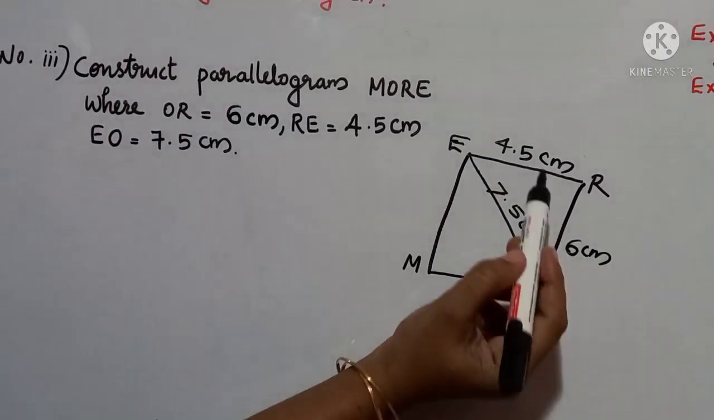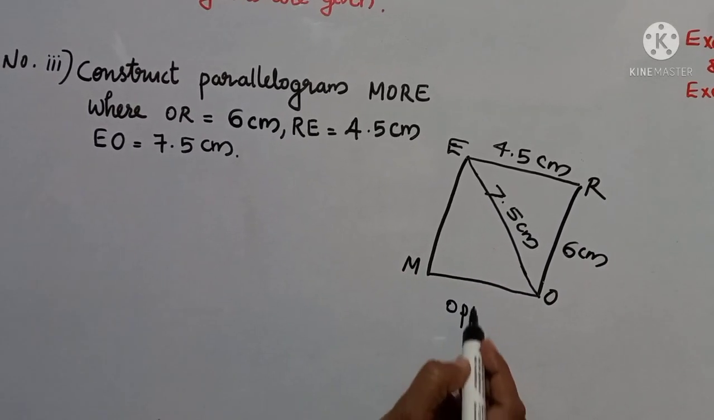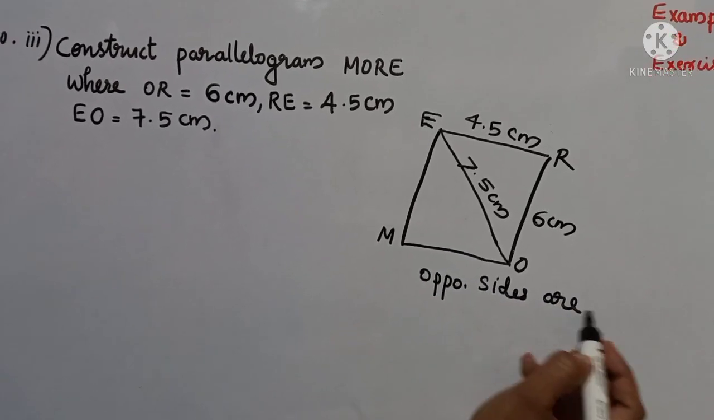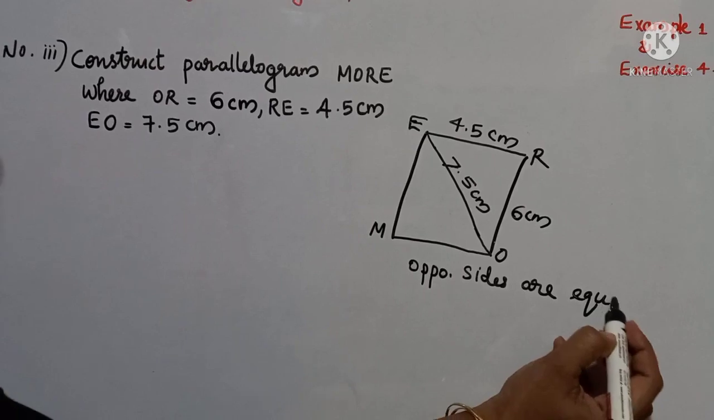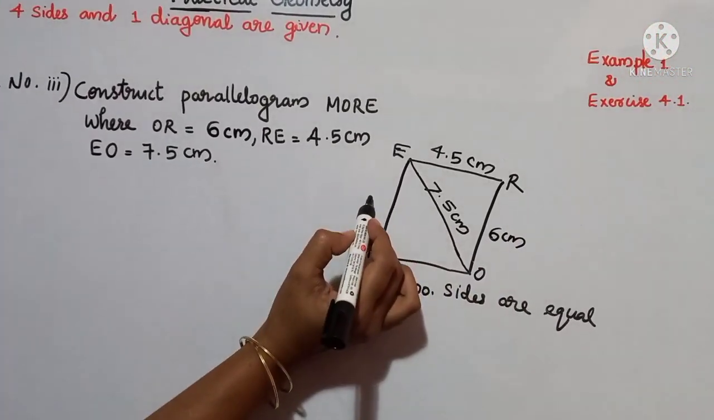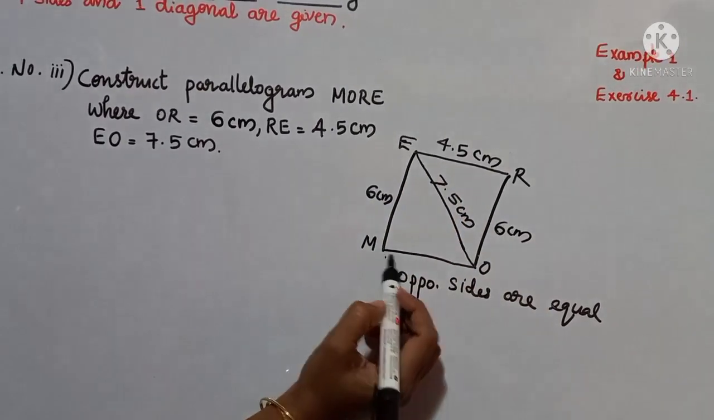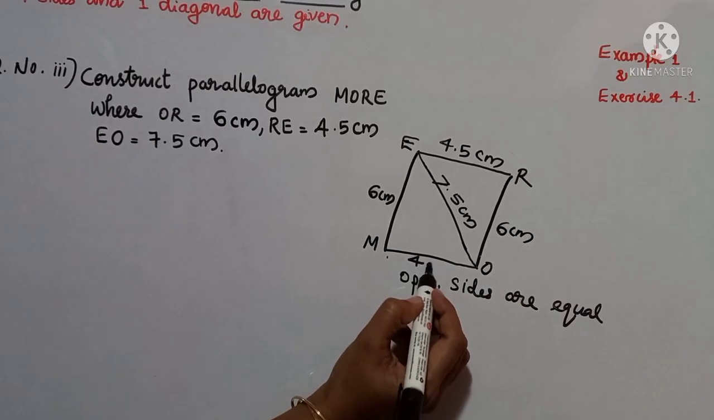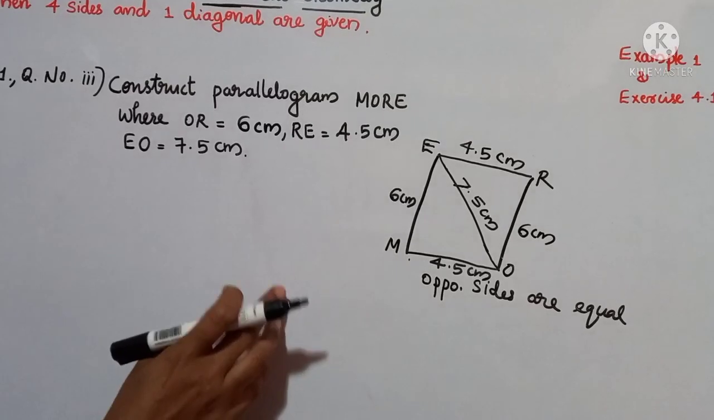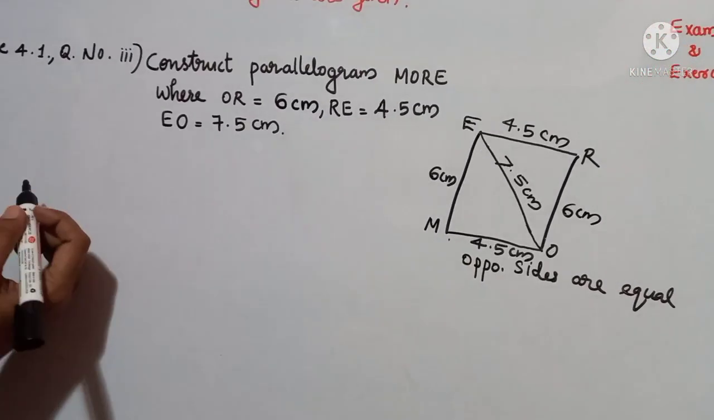Then see, this is a parallelogram, so we know opposite sides are equal. Therefore, here RO is equal to EM. Here this is also 6 cm. Then here ER is equal to the opposite side MO. Here it is 4.5 cm. Now we have those 5 measurements, 4 sides and 1 diagonal. By using this, we can draw a parallelogram.